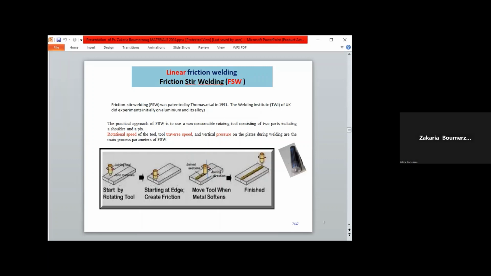The principle of this process, the practical approach of friction stir, is to use a non-consumable rotating tool consisting of two parts, including a shoulder and a pin. Rotational speed of the tool, tool traverse speed, and vertical pressure on the plate during welding are the main process parameters of friction stir welding.